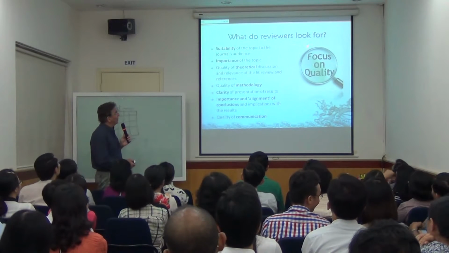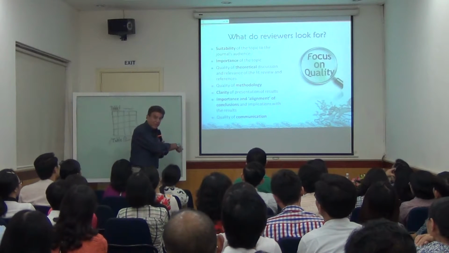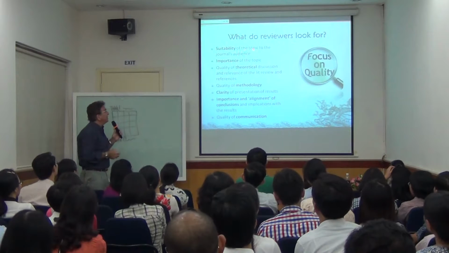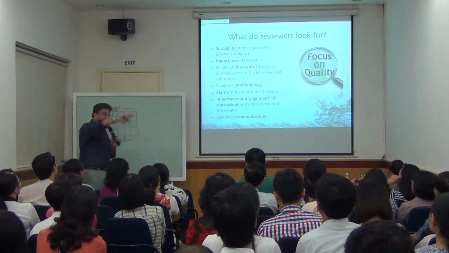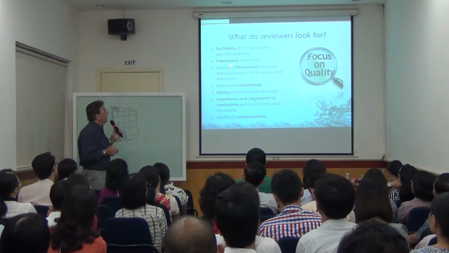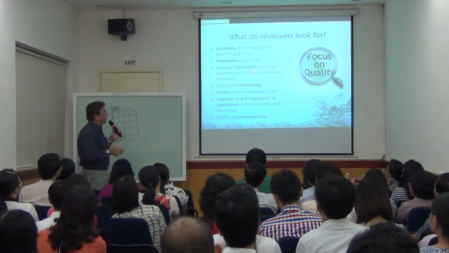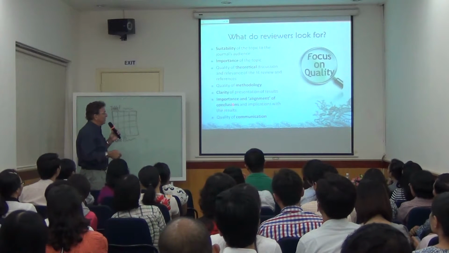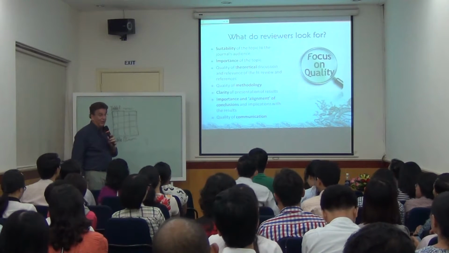What do reviewers look for? Okay, so now you're the one who wrote the article. When the reviewer reads it, what are they looking for? Suitability of the topic. Do I, as the reviewer, think the readers of this journal, not any journal, this journal, will be interested in the topic? Is it an important topic in their eyes? The use of theory, the quality of methodology, clarity of presentation, the importance of the conclusions, quality of communication. These are all things that they will look at and comment on.